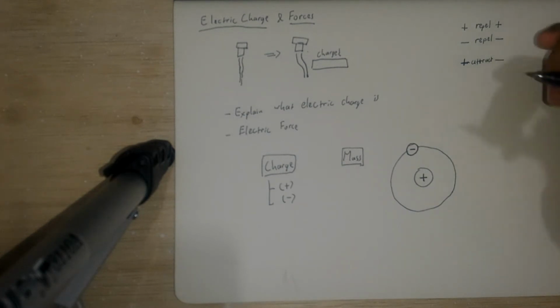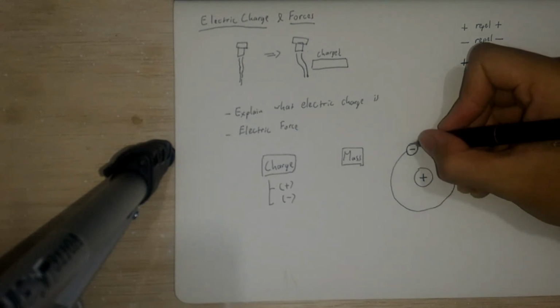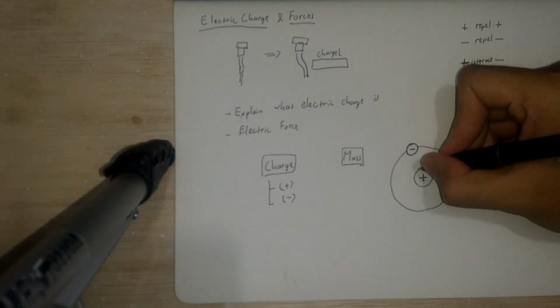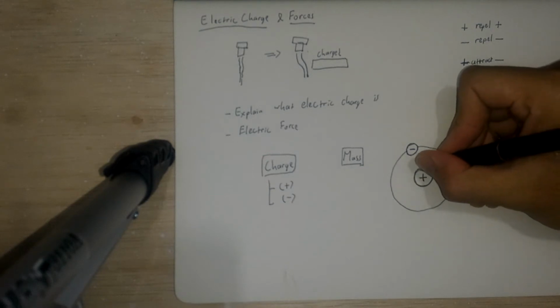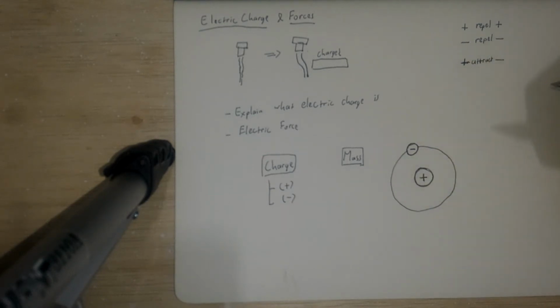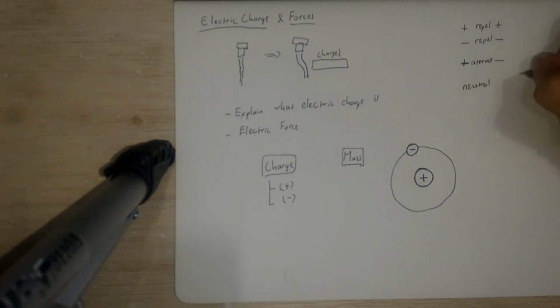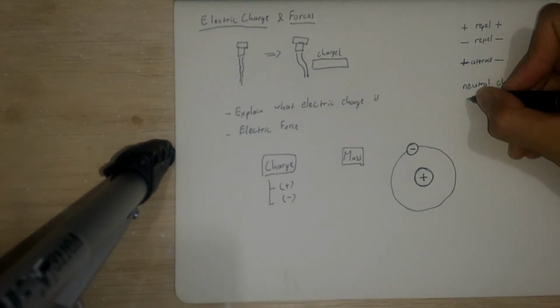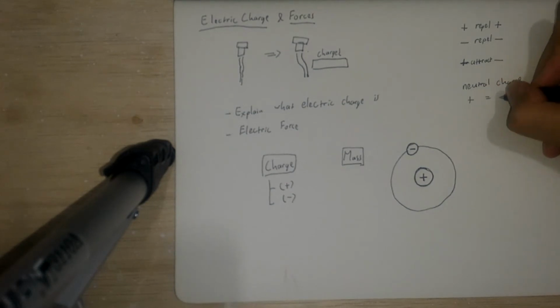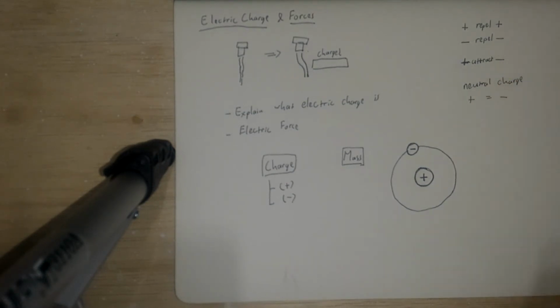So we have learned about two kinds of charges and about the atom and how the electron and protons are related to the charge of an object. For the next one, let's talk about the neutral charge. Neutral charge means that the positive and the negative are equal, so they cancel out.